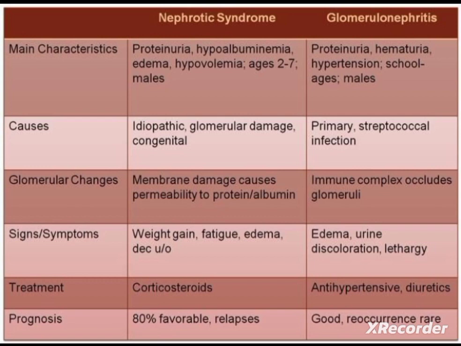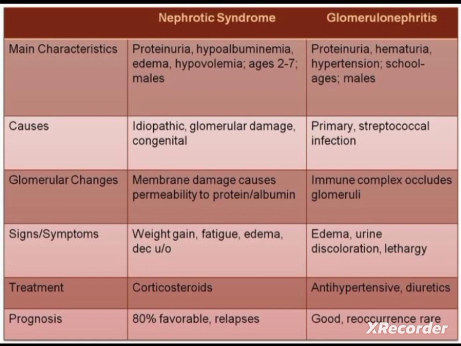Then hypertension: BP will be elevated in glomerulonephritis. And glomerulonephritis occurs in the school age group and also in adults, especially in males. So those are the main characteristics of nephrotic syndrome and glomerulonephritis.